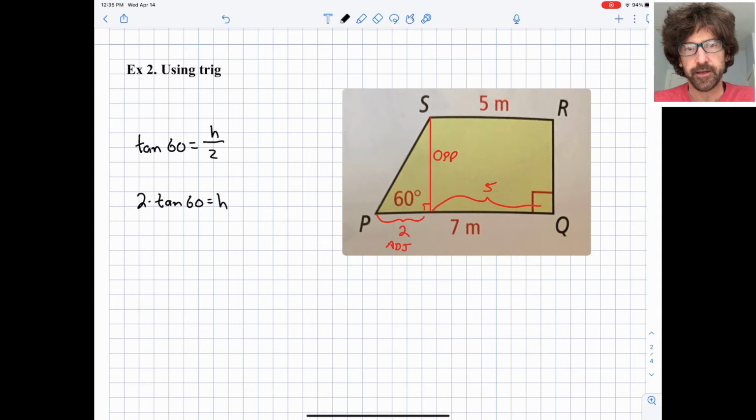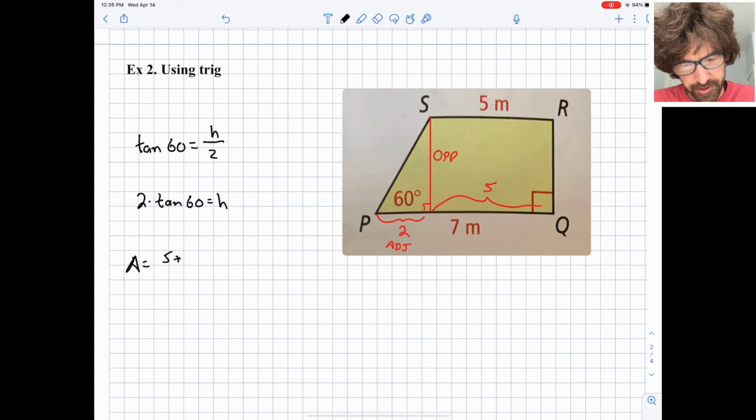And that gives us our value of h. That gives us our height, okay? And that's going to be roughly 3.5 meters. But I'm going to keep this as an exact value right now and do all the arithmetic at the very end, okay? Let's find the area of the trapezoid.